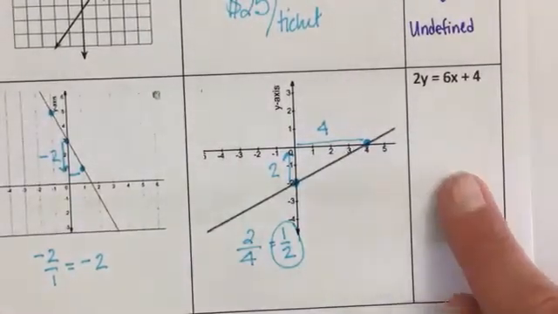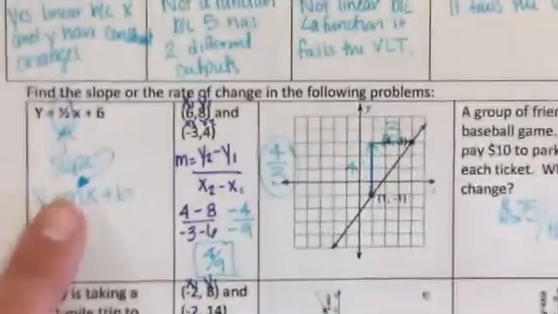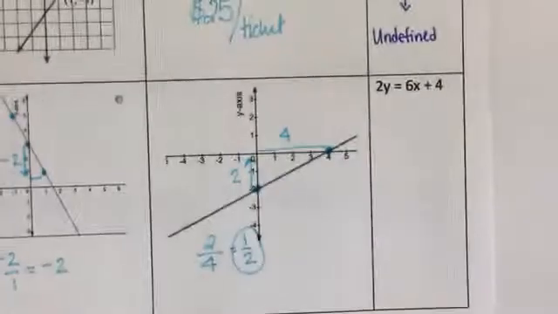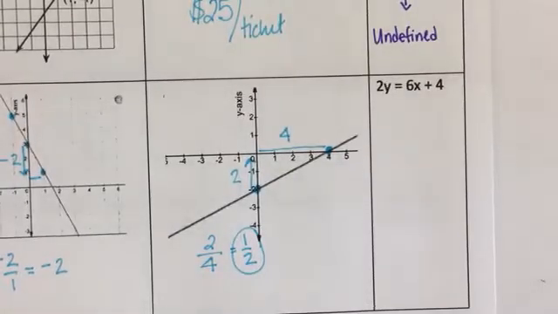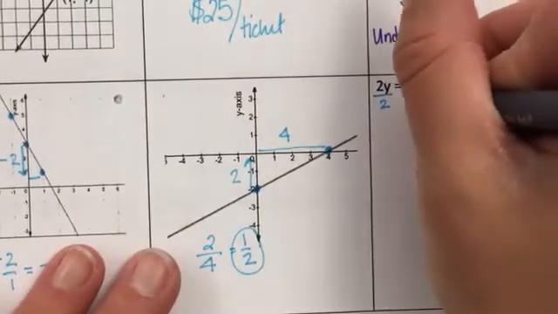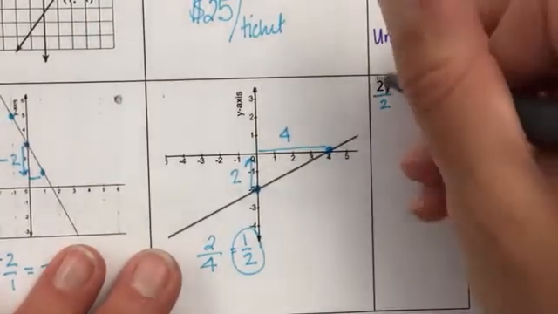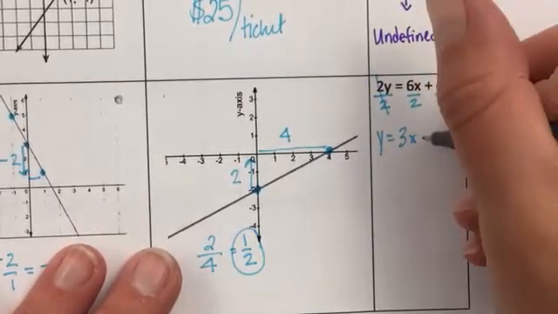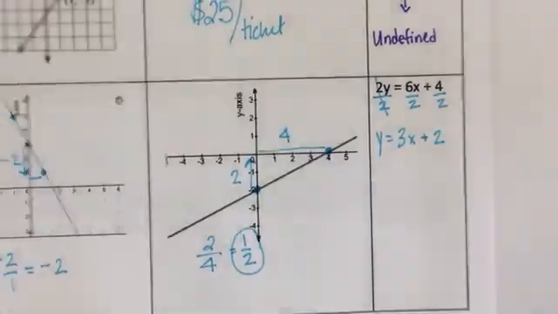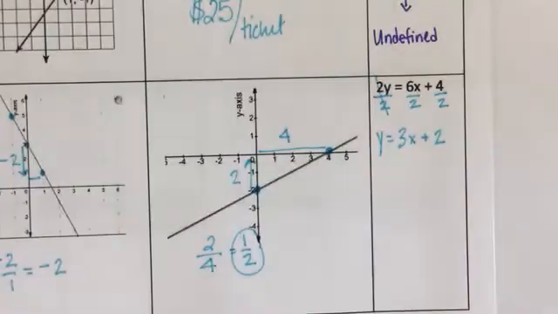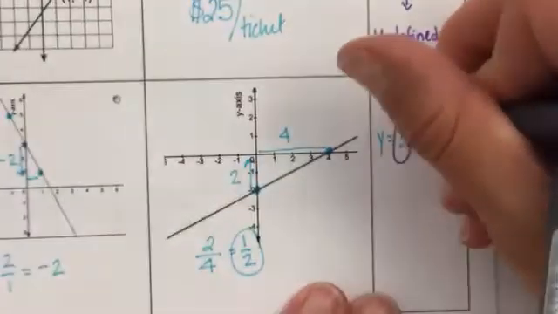Okay, then the last one kind of ties back into the first one. If you know that the slope should be right there, can we get this one in slope-intercept form? Yes. What do we need to do? Divide by 2. And just make sure you divide everything by 2. 6 divided by 2 is 3. 4 divided by 2 is 2. What's our slope? 3. Just the 3.